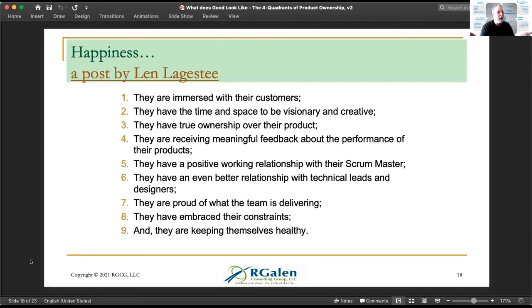They have a positive working relationship with your Scrum Master. You're like 2 peas in a pod. They're proud. Number 7, you're proud of what your team is delivering. They've embraced their constraints, and you're keeping yourself healthy, by whatever means is important for you.